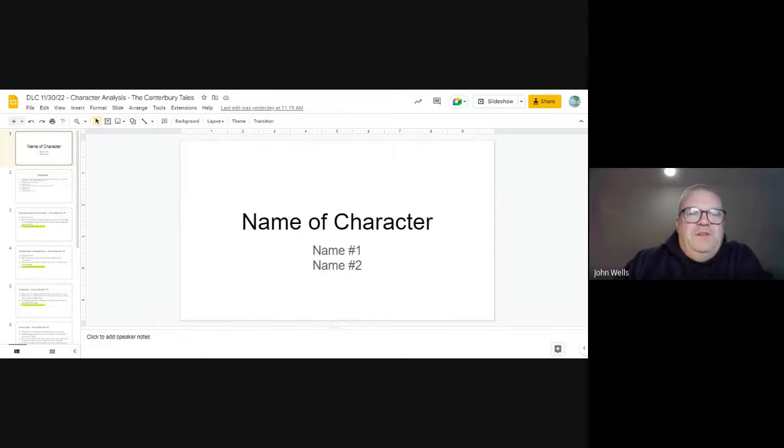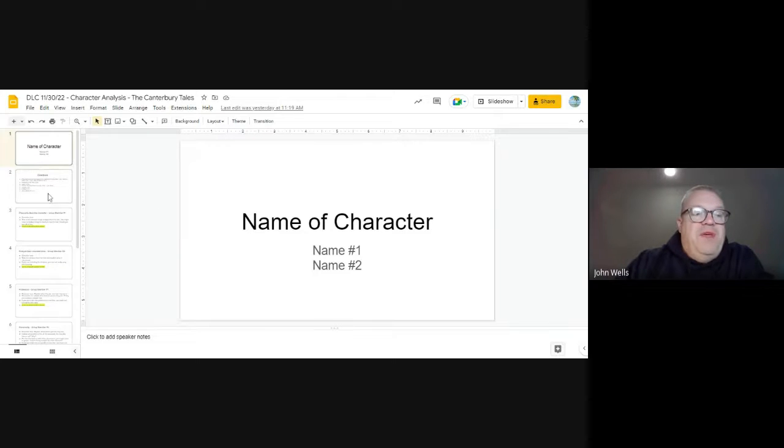Hey, seniors, let's take a look at how you will complete the character analysis slides for the Canterbury Tale. First off, you will select a character. We'll give you that list of characters to pick from. You and your partner will start by naming the character right here on this line, and then you'll put your two names. It's important to note which is number one and which is number two, because that will determine which slides you accomplish as you go through here and which grade that you get. So please make sure you're very aware of this.